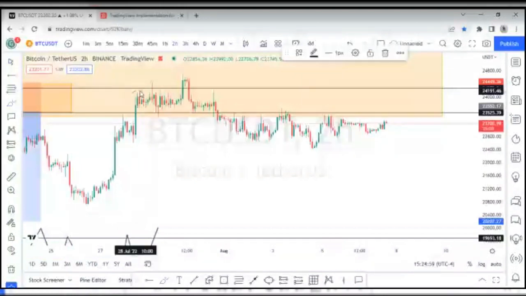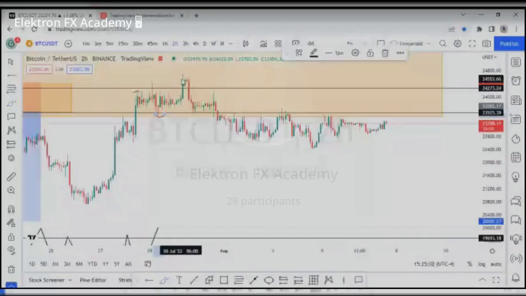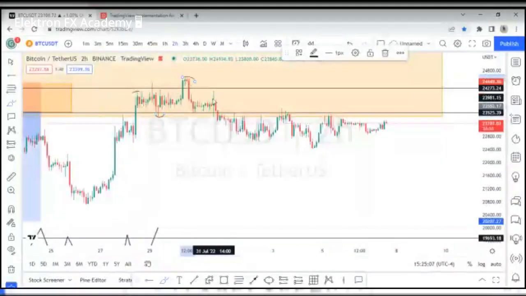So I'm just showing you something. So we have a higher high, a higher low, or higher high, and then what's a break? A break of structure. So the market is not bearish. Right. So let me take this out.